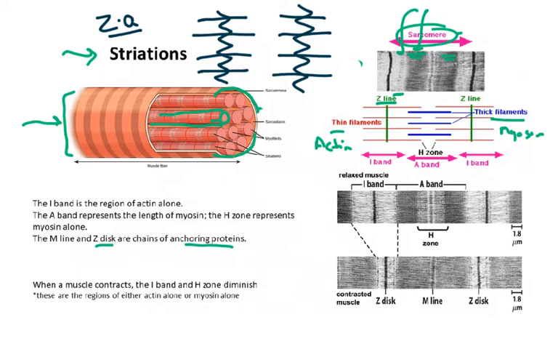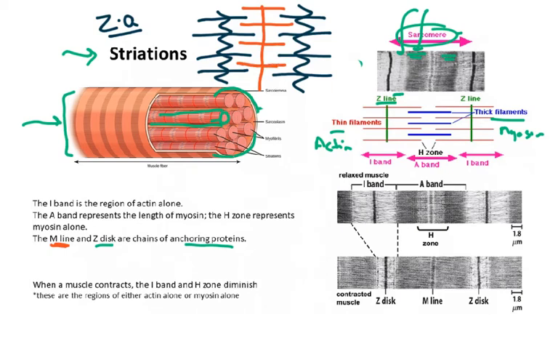Then to finish drawing my sarcomere, I need to draw my myosin. So I'm going to pick a different color. Myosin is going to be attached to another anchoring protein called the M-line proteins. And so here's my M-line, and M goes with myosin. So attached to the M line are going to be my myosin filaments. So here's those myosin filaments attached to this. And this gives you a picture of the sarcomere.